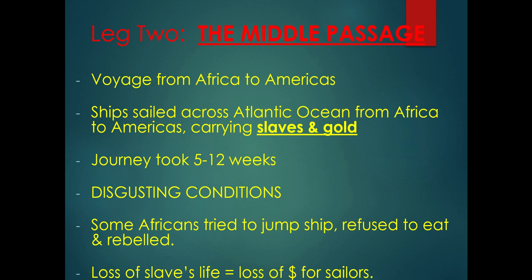So the ships would sail across the Atlantic Ocean from Africa to the Americas carrying slaves and gold. The journey took about 5 to 12 weeks. That's over a month that it took these ships to arrive from Africa to the Americas. And it was absolutely disgusting conditions.